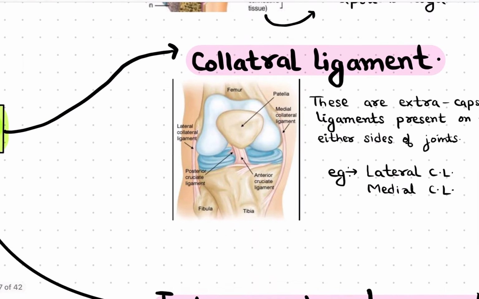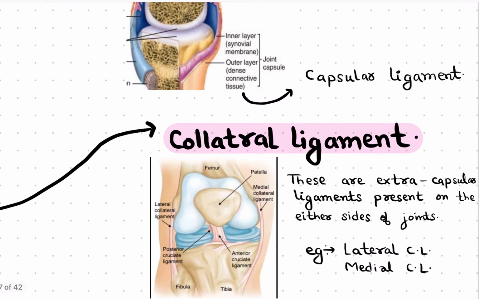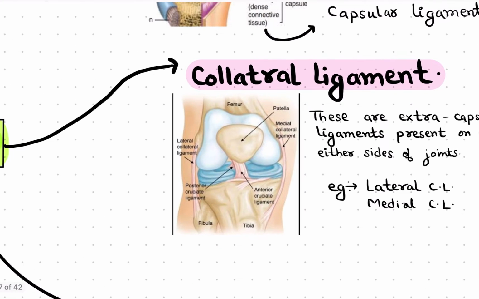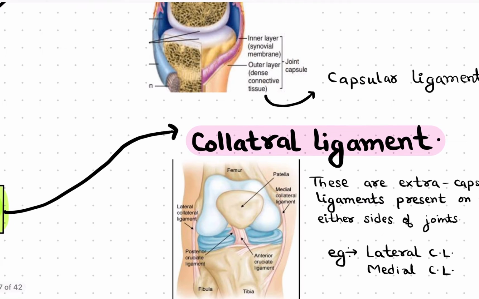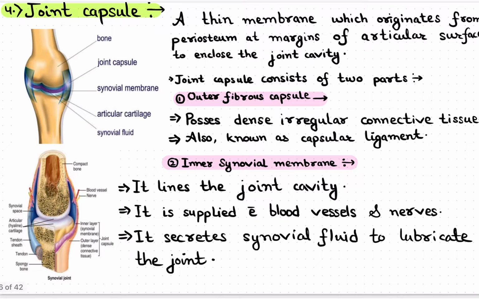The next one is collateral ligament. This collateral ligament is extracapsular. Okay, it is extracapsular ligament, like lateral collateral ligament and medial collateral ligament. Also, this is also capsular ligament. This is the outer layer of dense connective tissue. This is also known as capsular ligament, as we studied here.